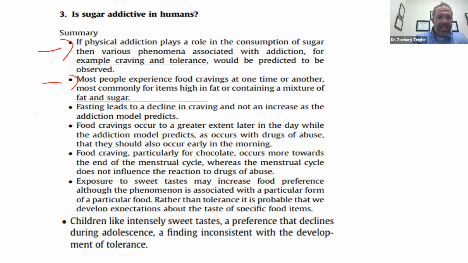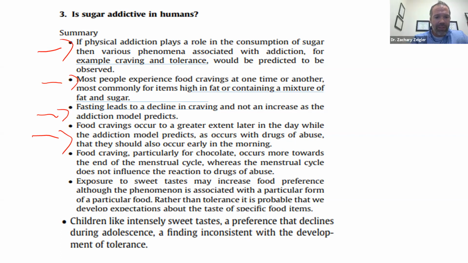We also know that fasting actually leads to a decline in cravings, not an increase. So that goes against it. We also know that cravings occur more later in the day. Well, if you're a smoker, when are you most wanting a cigarette? First thing in the morning when you wake up because you haven't had nicotine for a while. When are people more likely to binge and crave foods? Later in the day. So that doesn't work either.